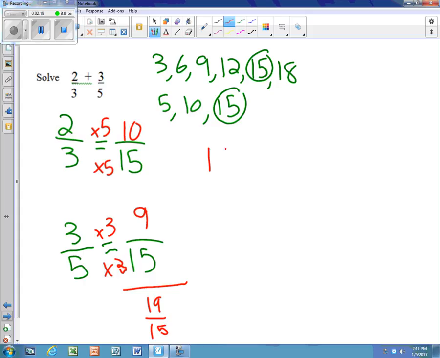I can't leave it as 19/15. So I have to take it and change it. I have 19 divided by 15. Goes in once. There's 4 left over out of 15.